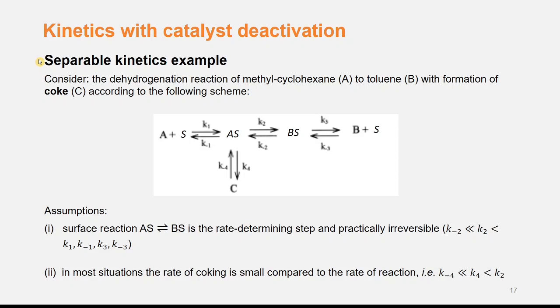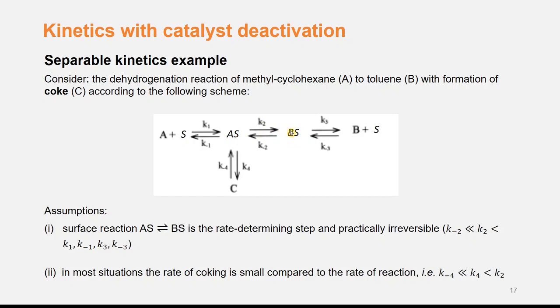Let's look at an example of separable kinetics. The dehydrogenation of methyl cyclohexane, denoted by A, to toluene, represented by B, proceeds according to the following mechanism. A adsorbs onto the catalyst surface to form AS, with rate constants K1 for the forward reaction and K-1 for the reverse reaction. AS, the adsorbed methyl cyclohexane, then reversibly reacts to give BS, the adsorbed toluene.